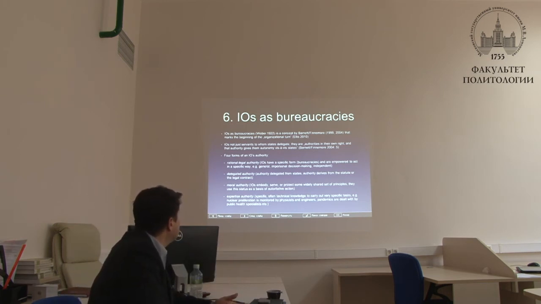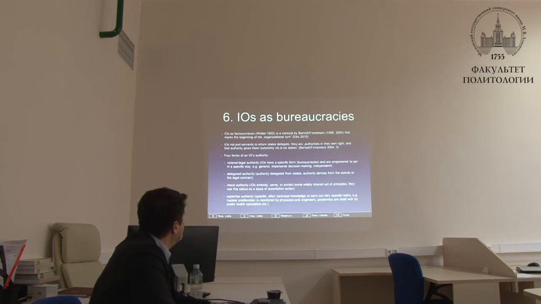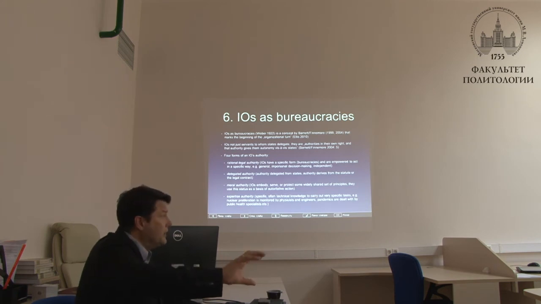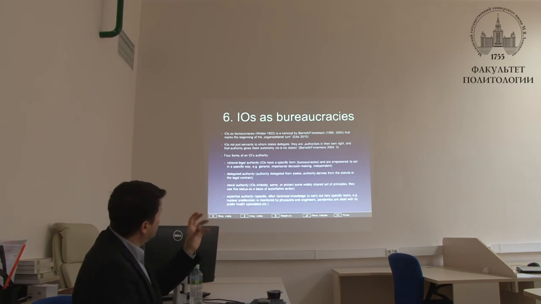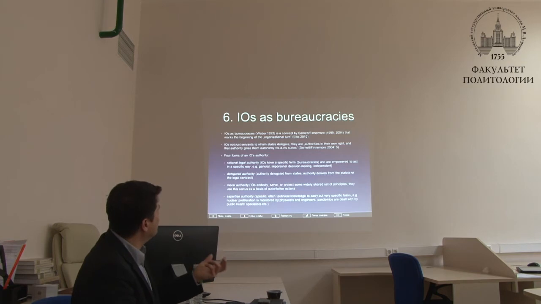Bureaucracies is a rather recent term, whereas the theory of bureaucracy by Max Weber is an old one from 1922. The concept was used by Barnett and Finnemore in 1999-2004, and leads to the organizational term in the study of international organization, and this notion has been identified by Alice in 2010. IOs, according to this understanding, are not just servants to whom states delegate, they are authorities in their own right, and that authority gives them autonomy vis-à-vis states.